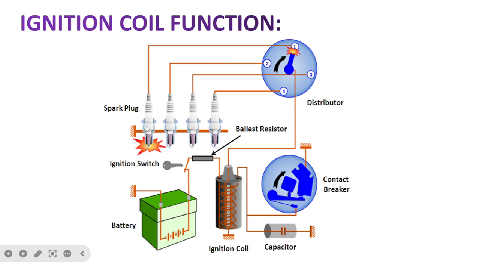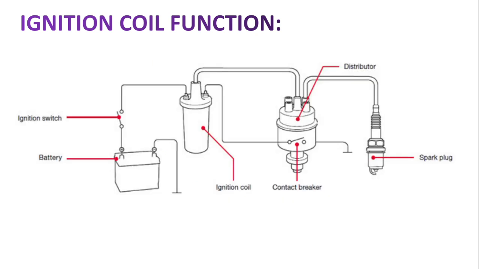Now this is fired, and next, just after the first, the third cylinder gets a spark, then the fourth and then the second spark plug. So this is the cycle, or we can say the firing order, of the engine. The distributor provides the current to get a spark at the spark plug. Now, in the next slide, we'll see the ignition coil function.